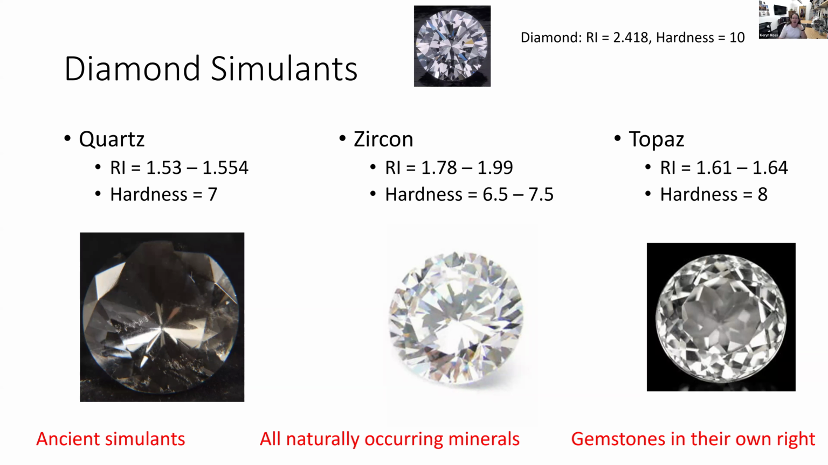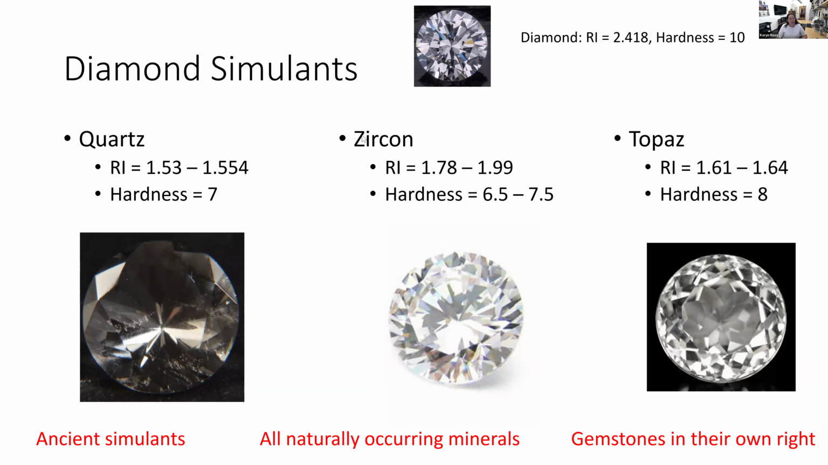Now, the thing about quartz is it's not as hard as a diamond, so it's going to get scratched. And it doesn't have as good of an index of refraction, so it's not going to be as shiny. So here's your diamond example, and here's your quartz. Not the most convincing thing in the world.